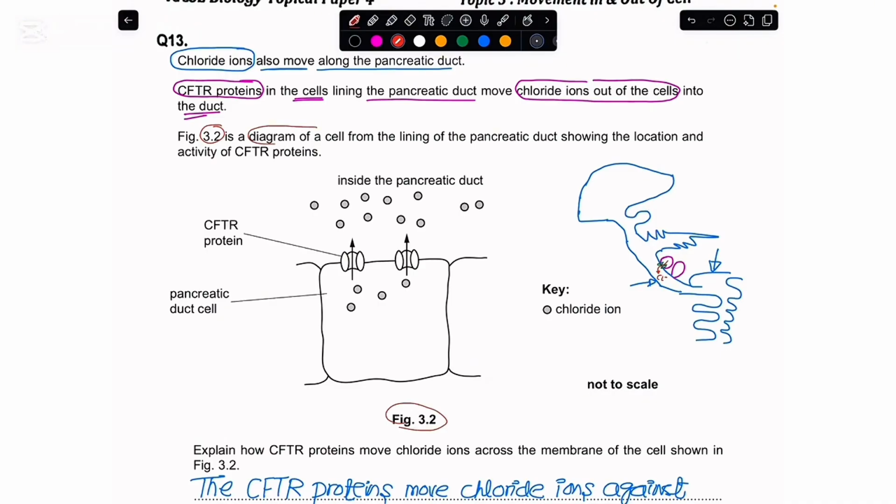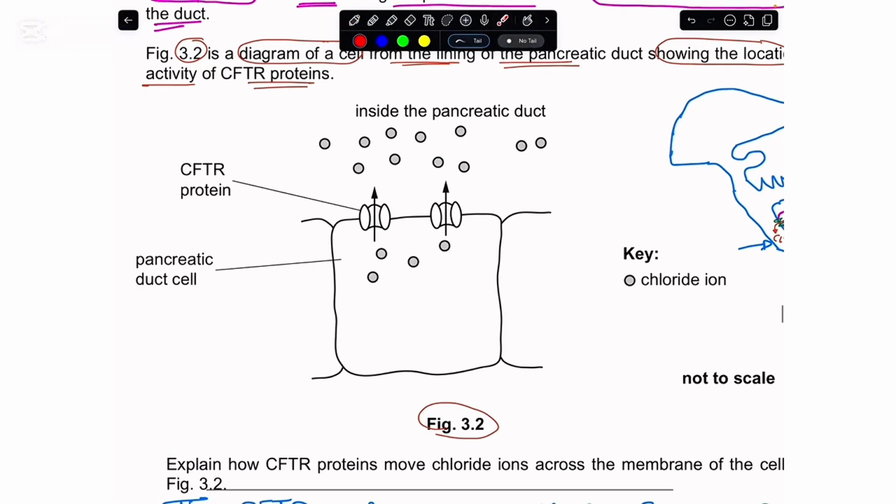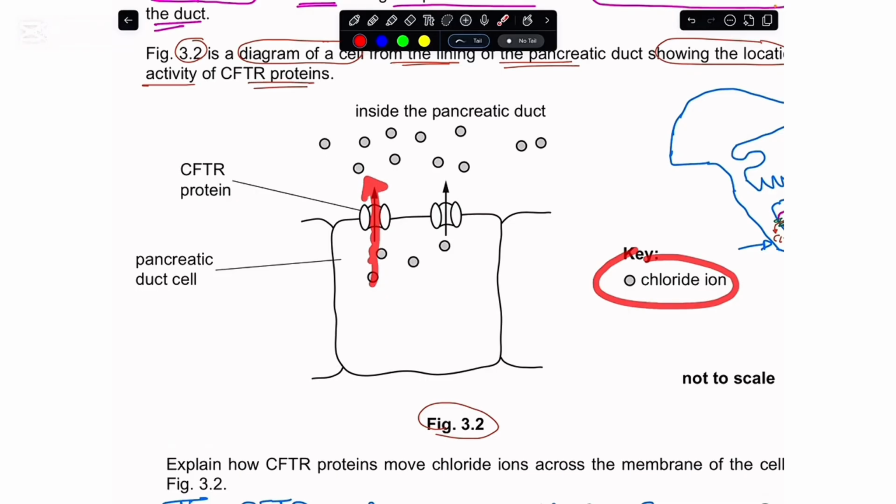they say that this is a diagram of the cell that is lying in the lining of the pancreatic duct, showing the location and the activity of the CFTR protein. So, if you were to look clearly, this is the pancreatic duct cell. These are their carrier proteins, which are the CFTR proteins. And these CFTR proteins are moving these chloride ions out of them into the duct of the pancreas.